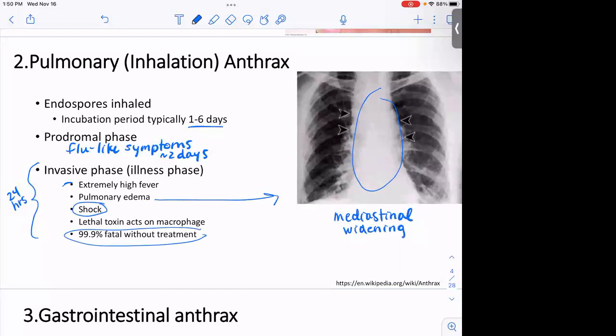And even if you have treatment during this invasive phase, it's still a really high mortality. So you've got to try to get treatment early on, either right after you've been exposed or when you're still in that prodromal period. Okay, we'll finish up anthrax and move on next Monday.